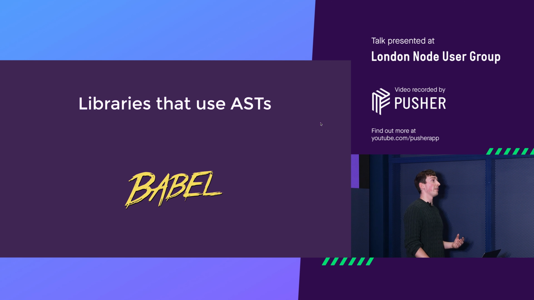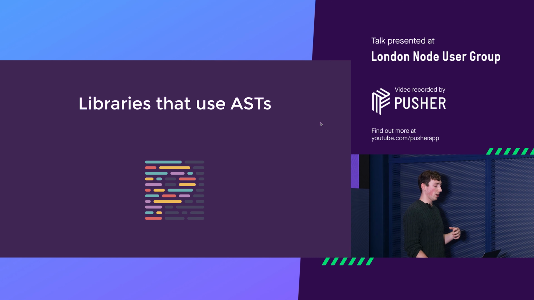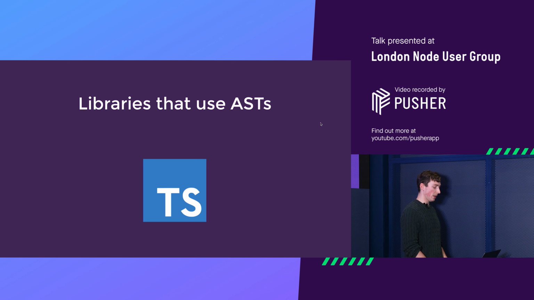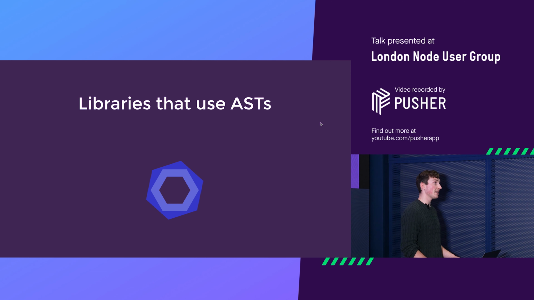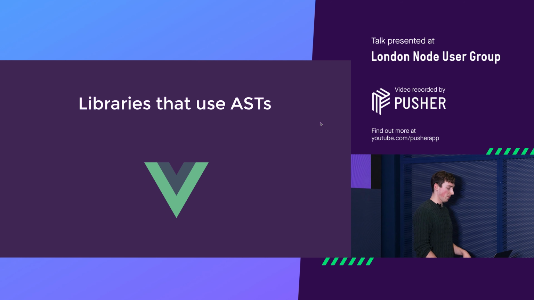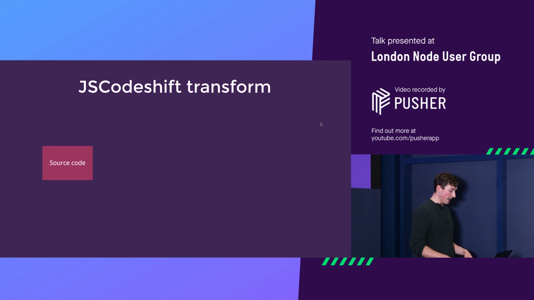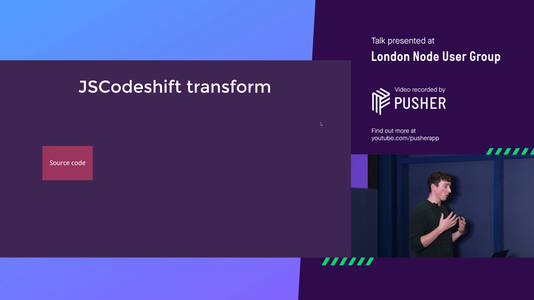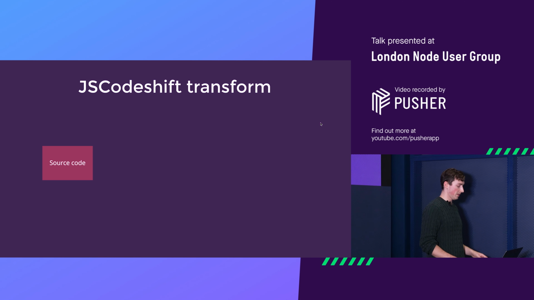So ASTs are everywhere in JavaScript. Babel uses them to transpile your code. Prettier uses them to format your code. TypeScript uses ASTs in the compiler. ESLint uses ASTs to perform static analysis on your code. And even Vue uses ASTs as part of the compilation process to generate render functions from template strings. So ASTs are super useful, and they're the core part of how jscodeshift works.